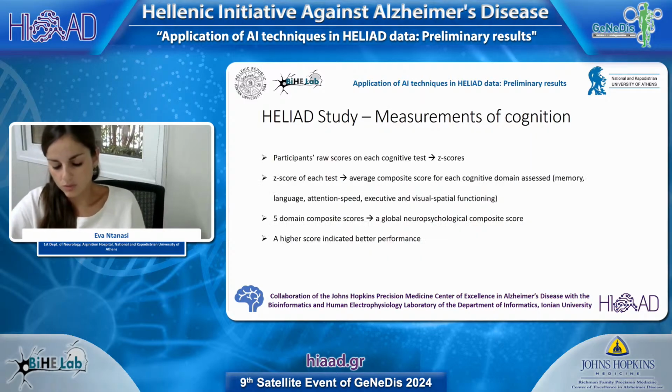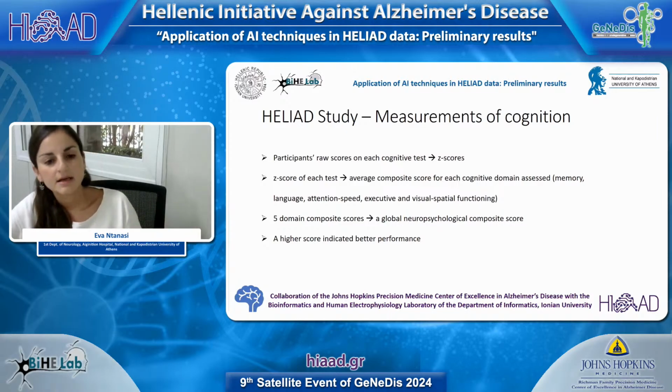So to do that, we convert participants' raw scores on each cognitive test into z-scores. And so for each cognitive test that you saw in the previous table, we have a separate z-score. And these individual z-scores are then grouped based on the cognitive domain that they assess. And we have created an average composite score for each cognitive domain.